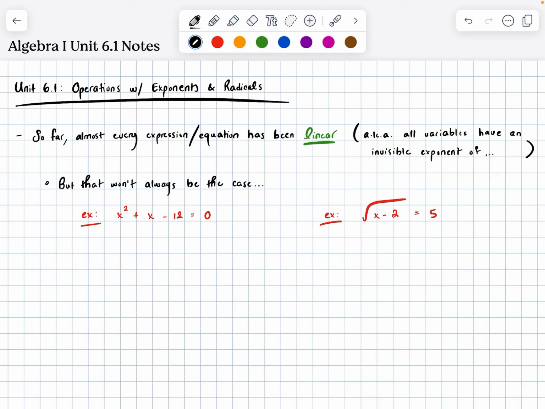But there's a criteria that we place on all of the variables that we find in a linear expression or equation. They do technically have exponents, but they're invisible, which means that there's a hidden exponent of 1 next to every variable that we've been working with. But that won't always be the case. And from this point on, it in fact rarely will be.